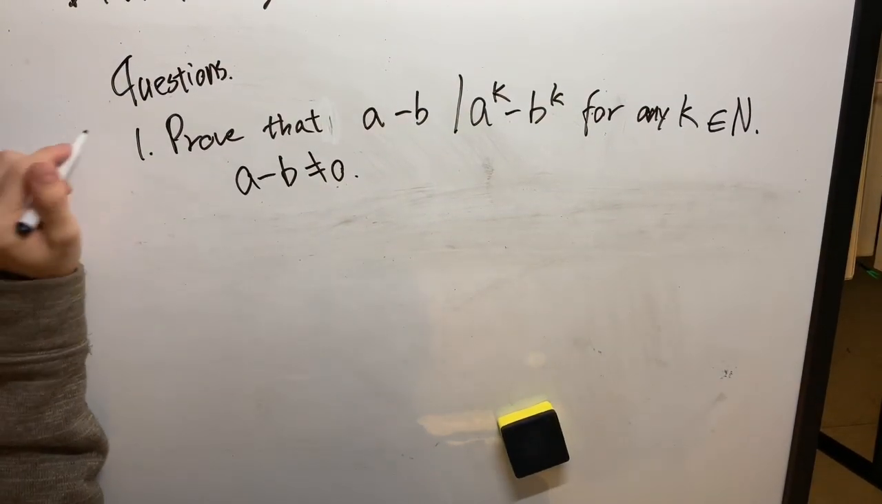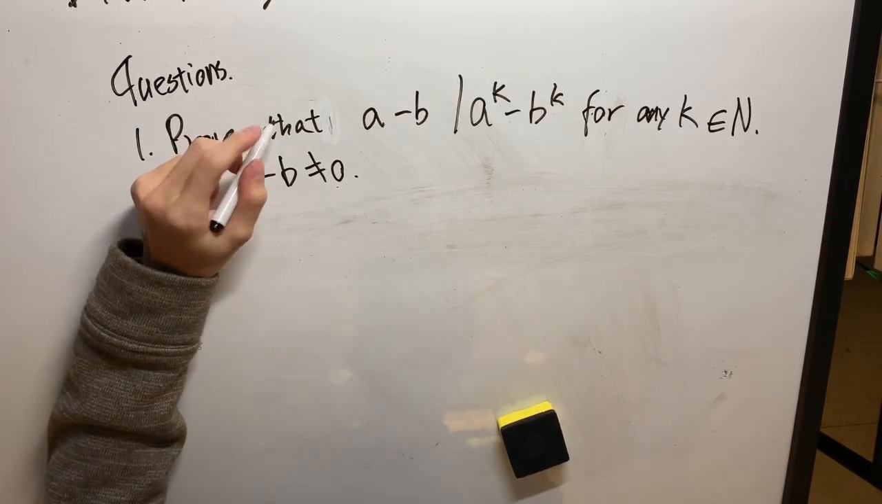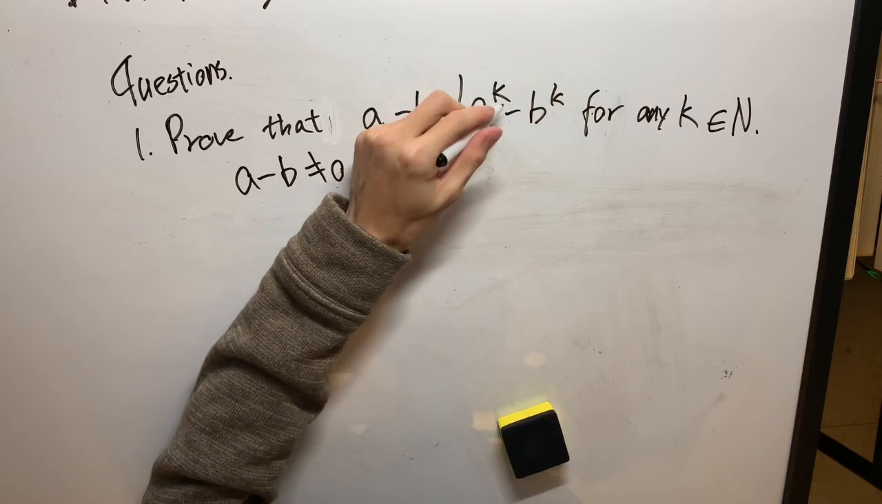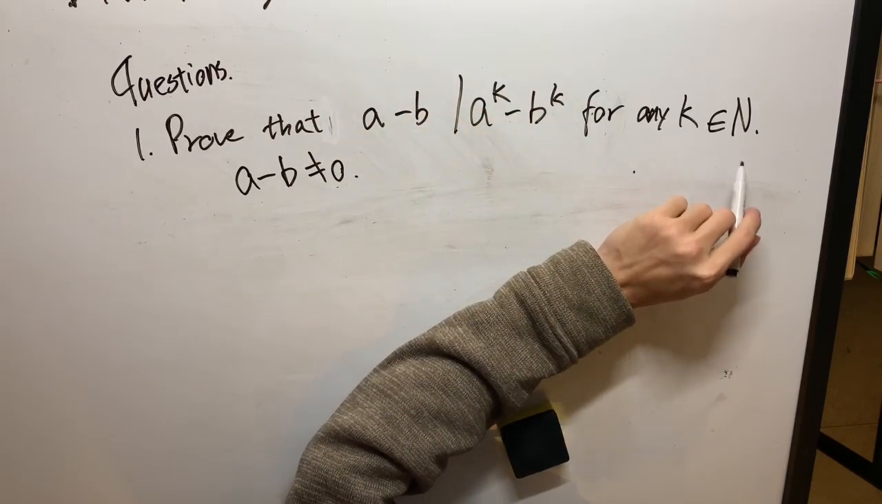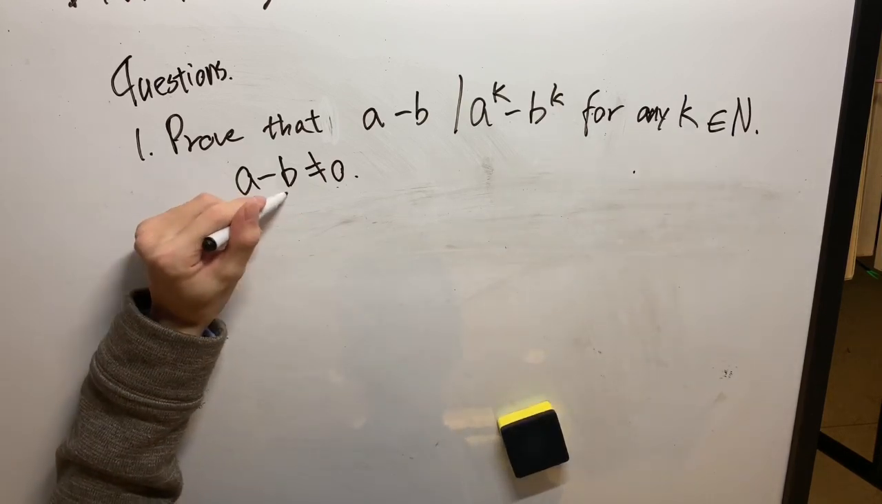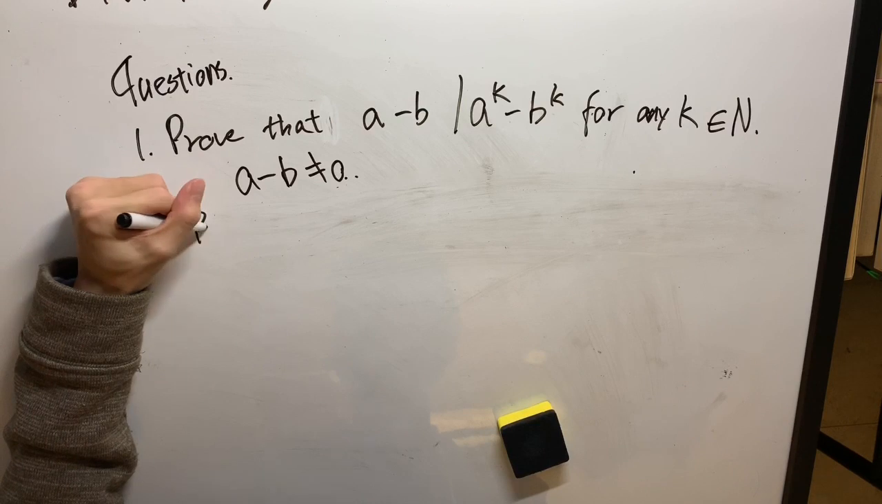Now let's look at questions. So the first question is: prove that a minus b divides a to the k minus b to the k for any k where k is a natural number and a minus b does not equal 0. Proof.